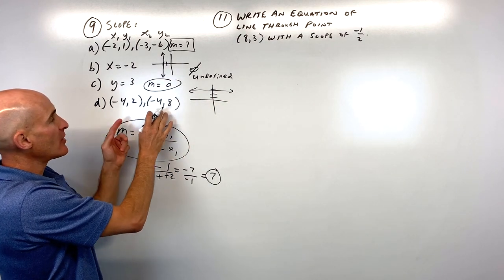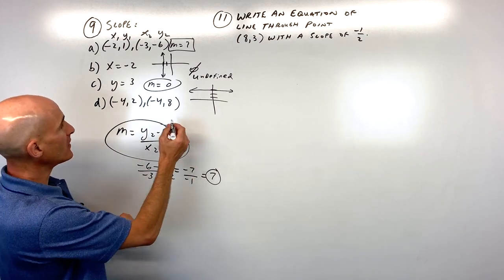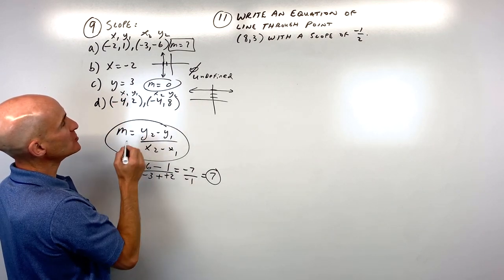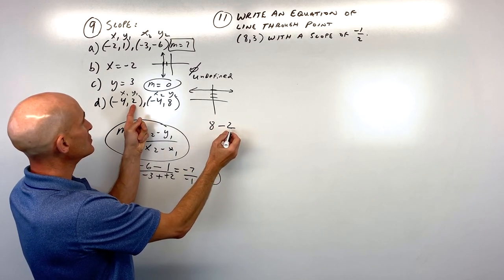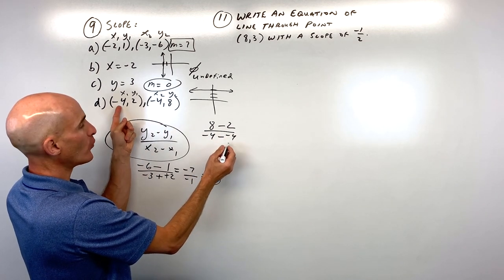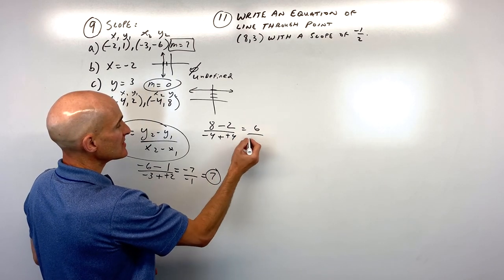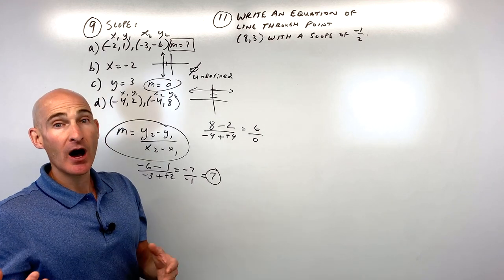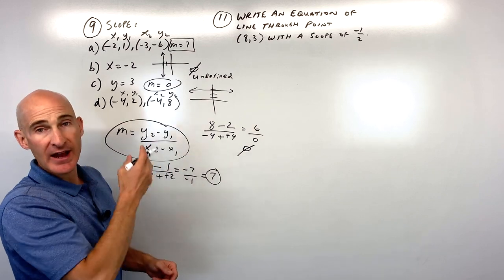And for letter D, we have another one where we have 2 coordinates. We want to find the slope. So back to our slope formula. Again, I'm going to call this point 1, so x1, y1. I'm going to call this one point 2, x2, y2. So we've got 8 minus 2 over negative 4 minus negative 4. Now remember, when you subtract, it's like adding the opposite. 8 minus 2 is 6, negative 4 plus 4 is 0. We can't divide by 0, that's undefined. So this has an undefined slope, meaning that it's going to be a vertical line if you plot those points.